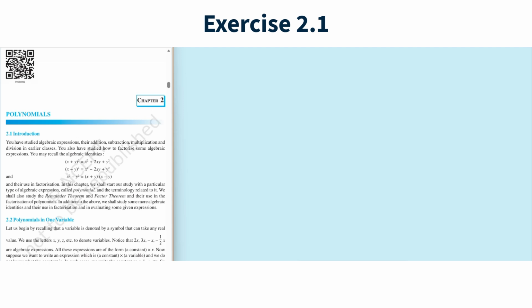Hello everyone. Today we are going to solve a few questions from the CBSE 9 standard textbook. The lesson is going to be polynomials.